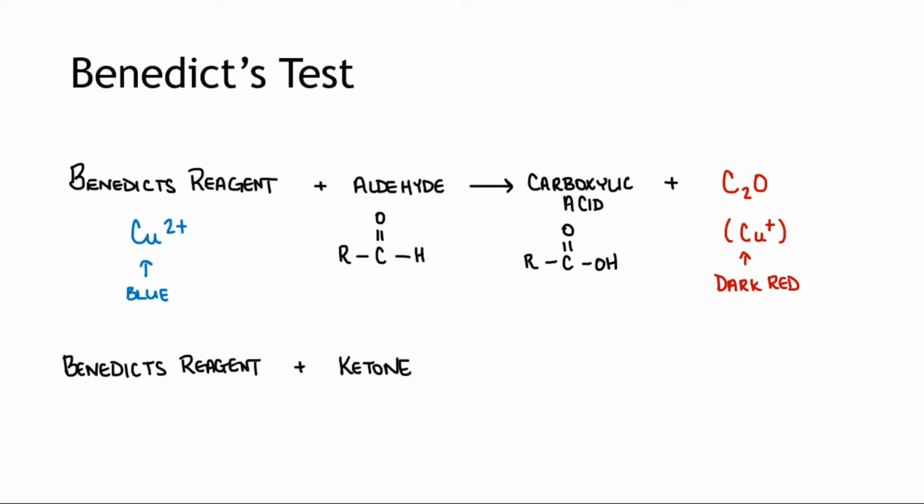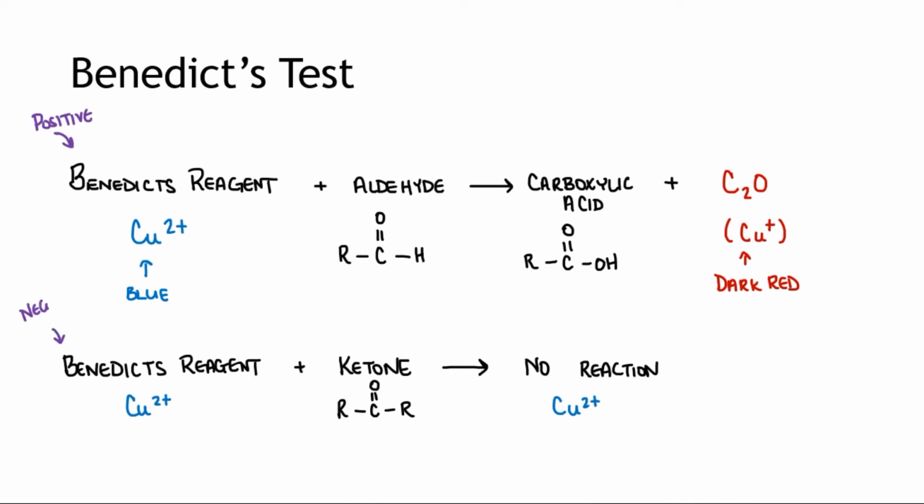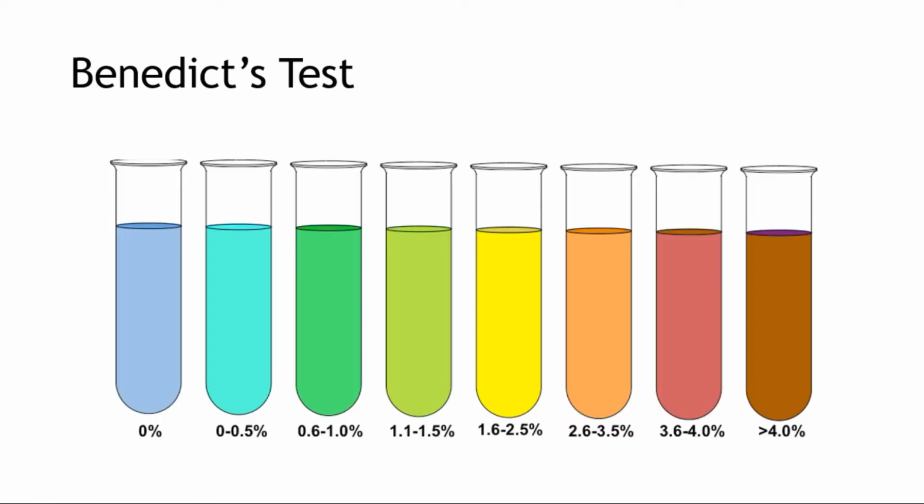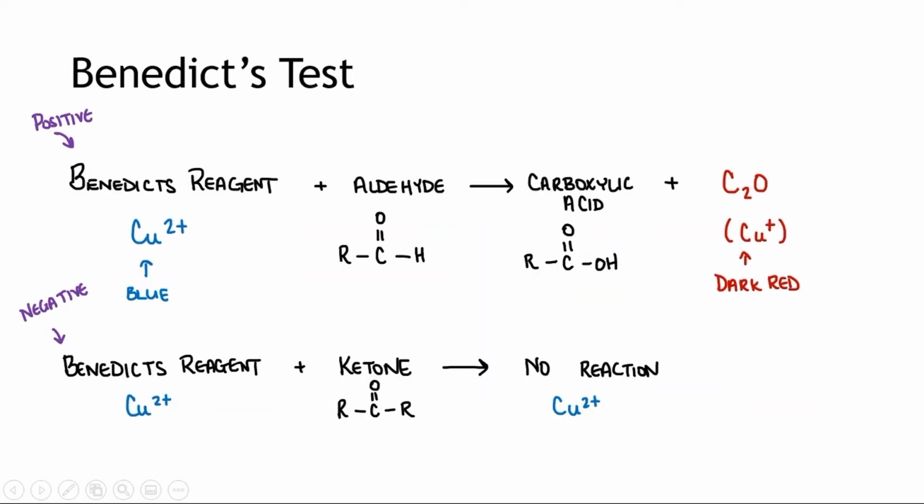Now let's see what happens if we add Benedict's reagent to a ketone. Now remember, ketones cannot undergo oxidation, so we aren't able to reduce that copper 2 ion. And because we aren't able to reduce that copper 2 ion, it stays blue. So we get a positive Benedict's test if our solution turns red, and a negative test if our solution stays blue.